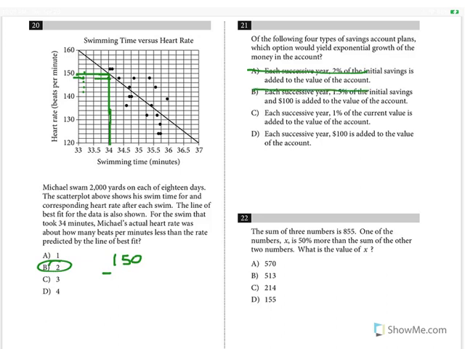Each successive year, 1% of the current value is added to the value of the account. Let's underline that. Each successive year, $100 is added to the value of the account. So again, that's just adding a constant amount each year. That is not exponential growth.